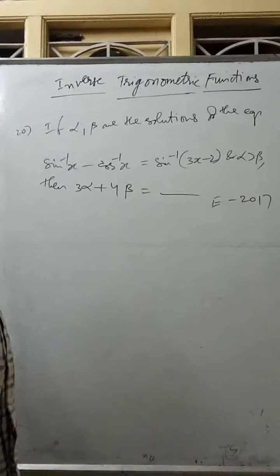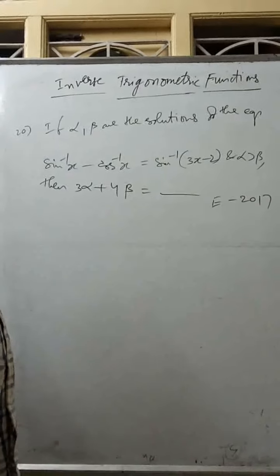Now sin inverse x minus cos inverse x, I can write cos inverse x as pi by 2 minus sin inverse x, because we know that sin inverse x plus cos inverse x is pi by 2. So sin inverse x minus pi by 2 plus sin inverse x equal to sin inverse of 3x minus 2.